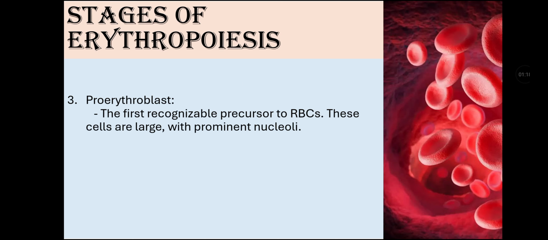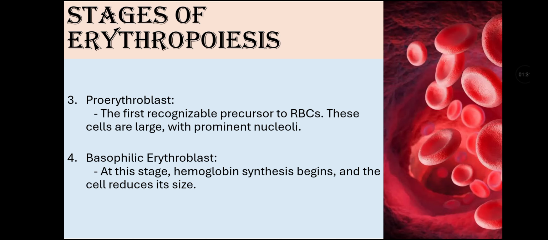The third stage is formation of proerythroblast. After the second stage, the first recognizable precursor of RBCs, the proerythroblasts, are formed. These cells are large with prominent nucleoli. The fourth stage is basophilic erythroblast. After the proerythroblast, basophilic erythroblast is formed. At this stage, hemoglobin synthesis begins and the cell reduces its size.